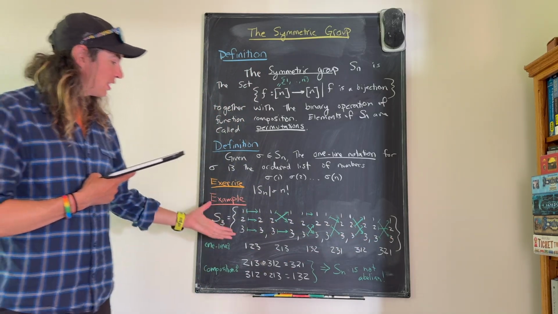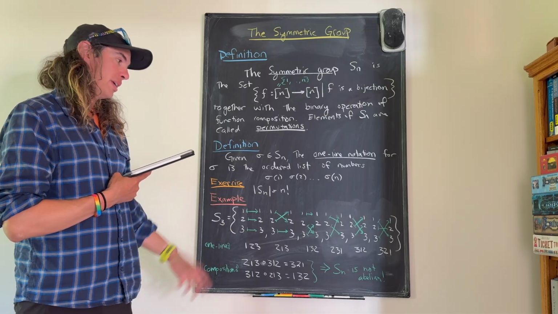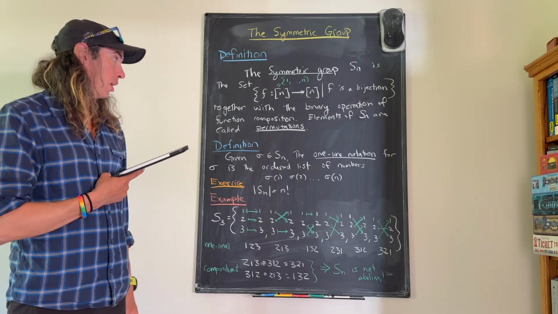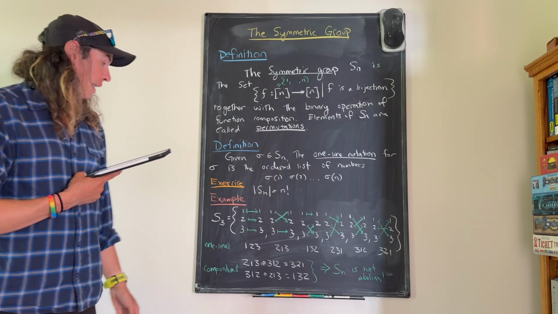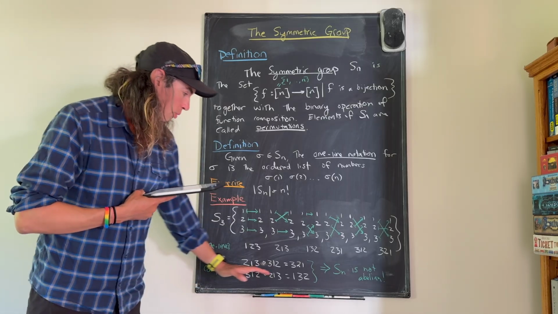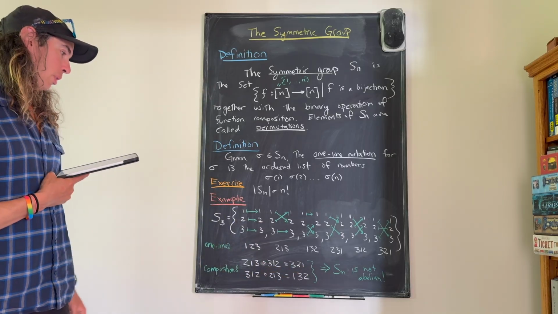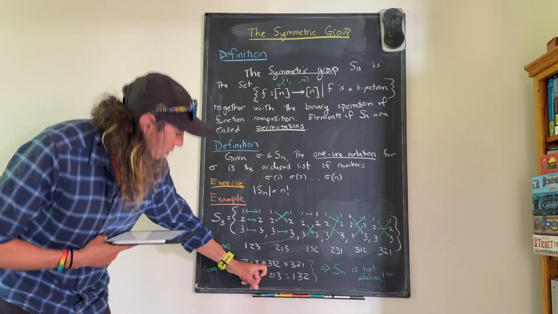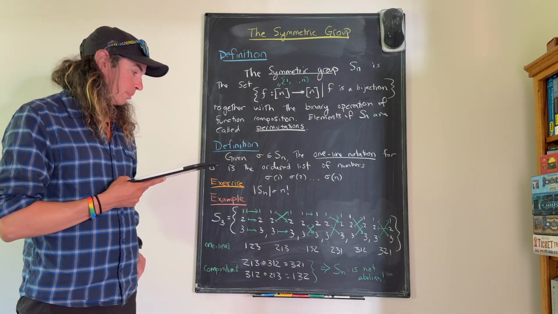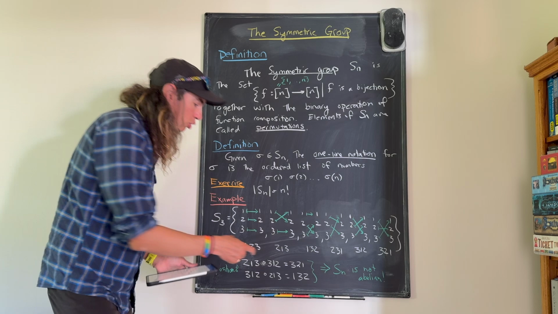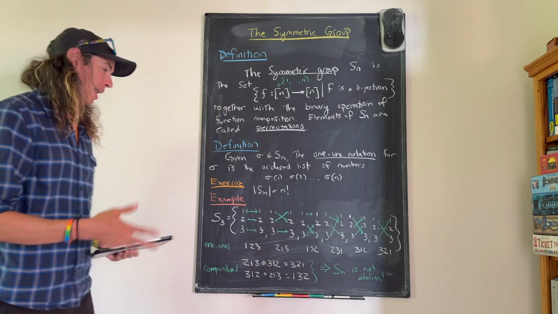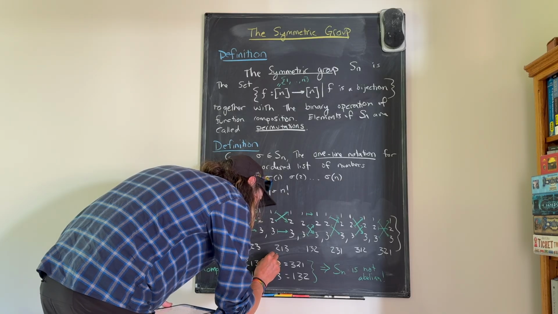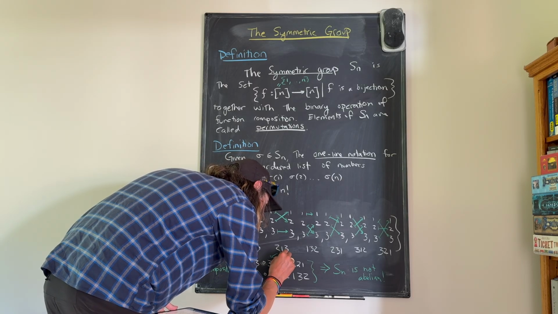So that's S3 as a set. But S3 is a group, so its group operation is function composition. Let's do a couple of examples of how this works. If I do the permutation 2, 1, 3 composed with 3, 1, 2, what this means is you do this one first, because we're composing them as functions. Maybe I should write that here: do this first.